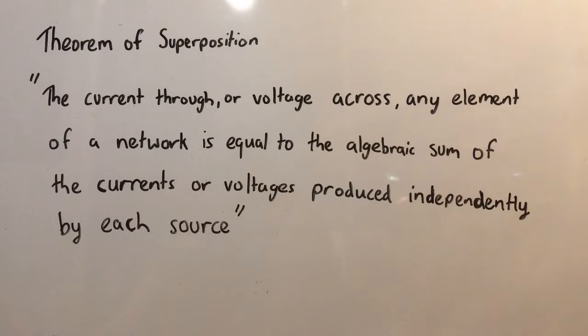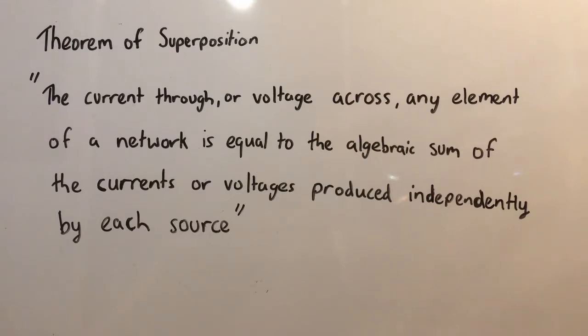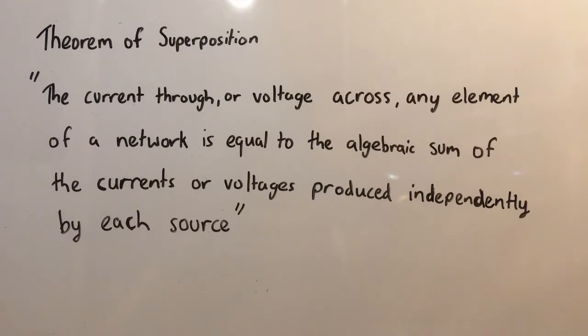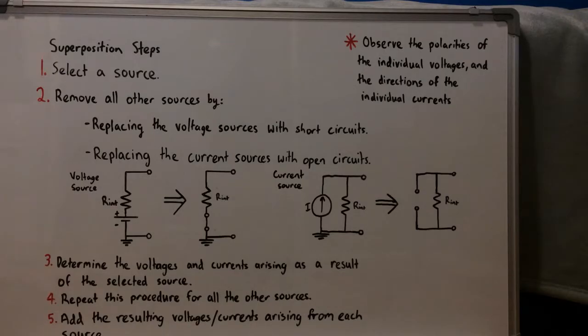The theorem of superposition states the current through or voltage across any element of a network is equal to the algebraic sum of the currents or voltages produced independently by each source. The steps to solve a superposition problem are as follows.